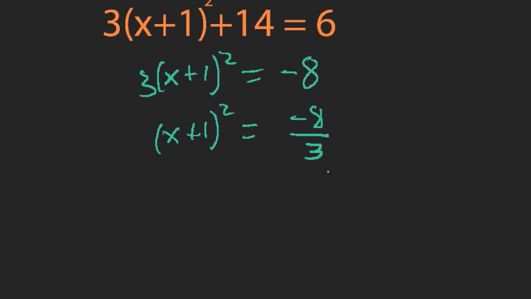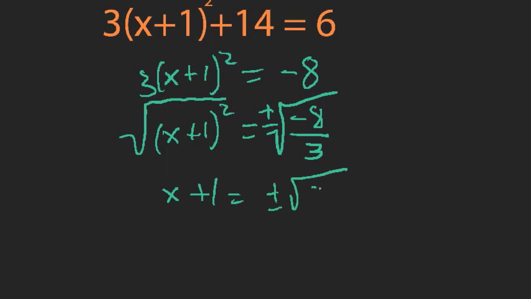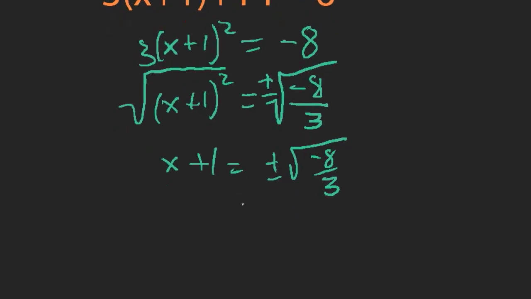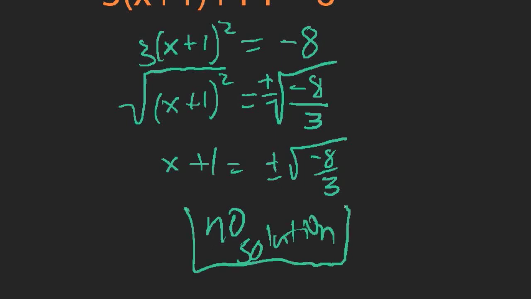a negative number. So you remember, you can't square a normal number and get a negative number, so even if we try to take the square root here, I get x plus 1 equals plus or minus the square root of -8/3. And that's just not possible. You can't have a normal number that squares to a negative number. So you could stop right here and say there's no solution. So that's, again, a case where there's no solutions. So you can have two solutions, one solution, or no solution.